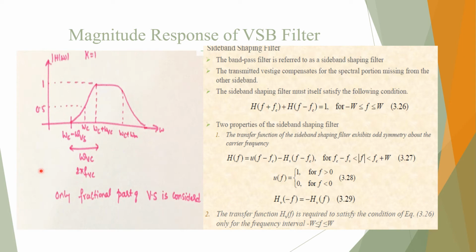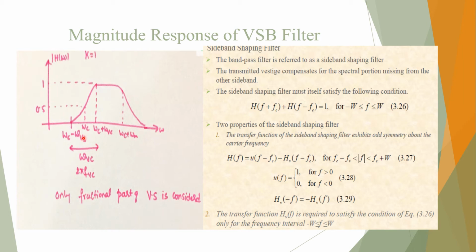Now let us discuss the magnitude response of the VSB filter. The bandpass filter is referred to here as the sideband shaping filter. The sideband shaping filter must satisfy the following condition. There are two properties of the sideband shaping filter for the transfer function H(f).